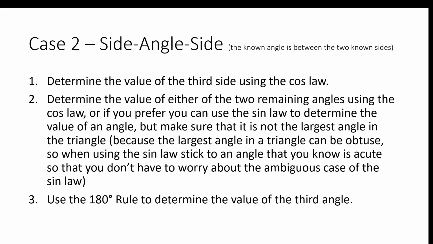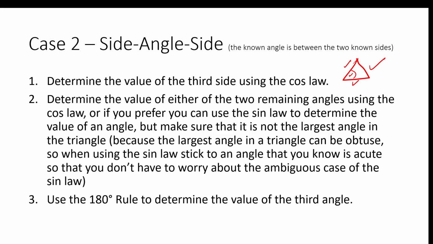Now, what if you have a side angle side situation and the known angle is in between the 2 sides? So we have a triangle where we know the 2 sides and we know the angle in between them. If that's the case, determine the value of the third side using the cos law. Now, determine the value of either of the 2 remaining angles using the cos law, or if you prefer, you can use the sine law to determine the value of an angle, but make sure that it's not the largest angle in the triangle, because the largest angle in a triangle can be obtuse. So when using the sine law, stick to an angle that you know is acute so that you won't have to worry about that coming up.